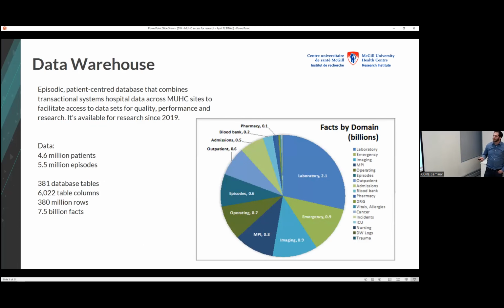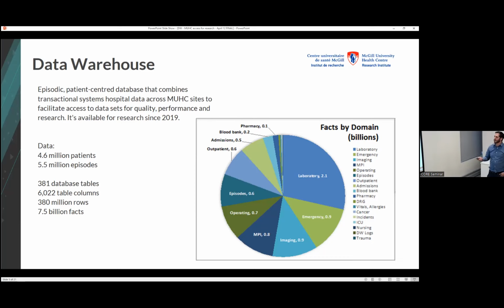The data warehouse is an episodic patient-centered database. This is very important because all the data inside the data warehouse and the hospital is always linked to the patient. Any data is linked to a patient ID, an identifier of the patient, and if it is data created during an episode, it is linked to an episode. It combines transactional hospital system data across MUHC sites to facilitate access to data sets for quality, performance, and research.